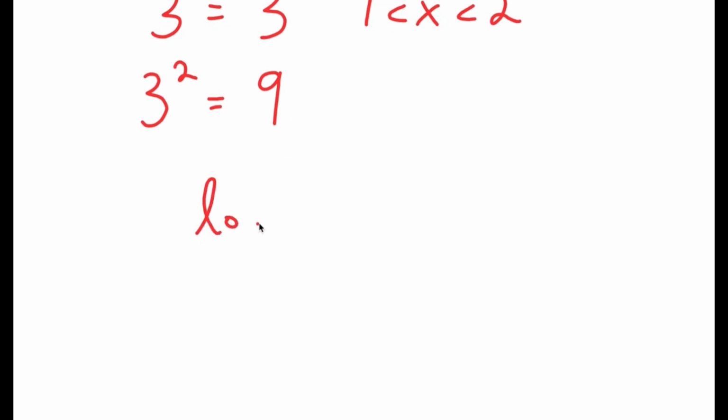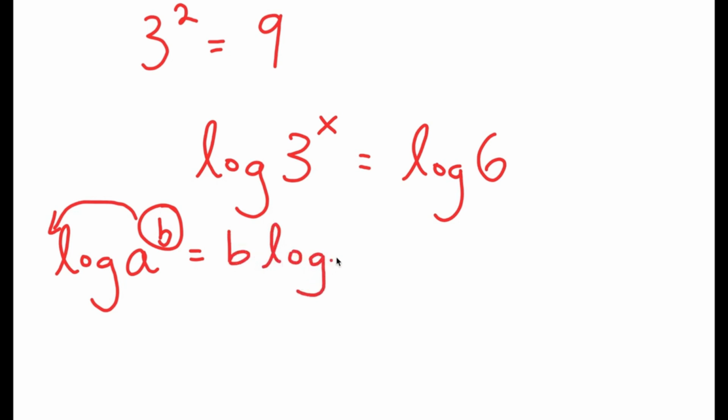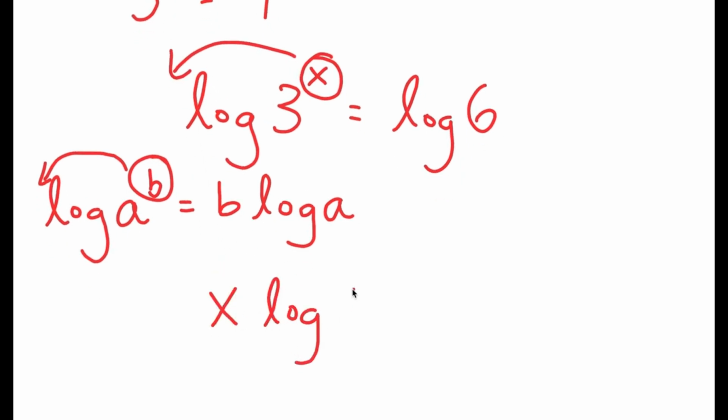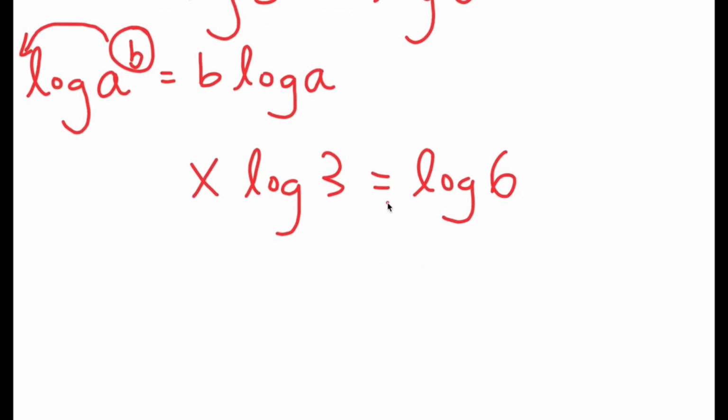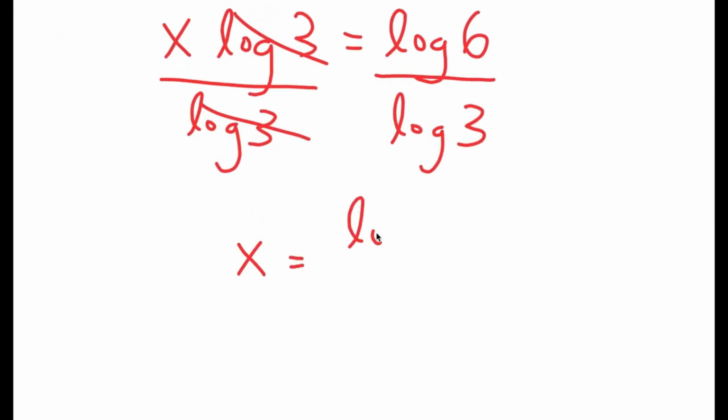Well, I'm going to first start by taking the log on both sides. So I get log 3 to the power of x is equal to log 6. And from here, if I have something in the form log a to the power of b, I can move this exponent b to the front. So this turns into b times log a. So I have log 3 to the power of x, and I can move x to the front. So I get x times log 3 is equal to log 6. Now I'm going to divide both sides by log 3, because again, we want to isolate x. So by doing this, these two cancel out, and I get x is equal to log 6 over log 3.